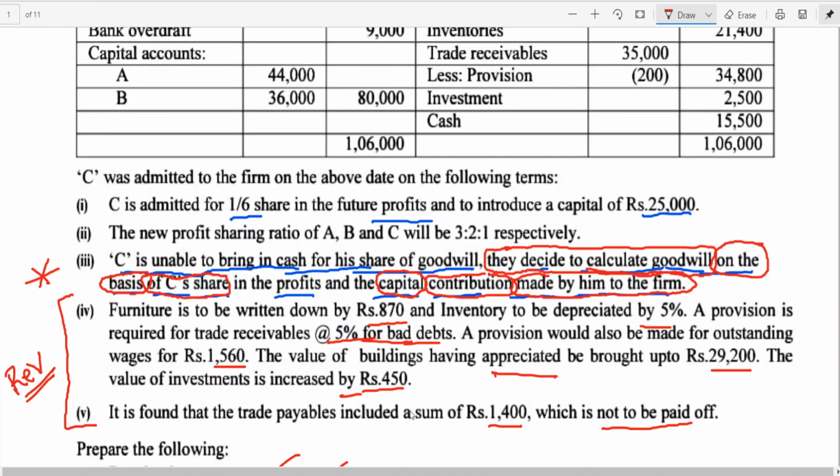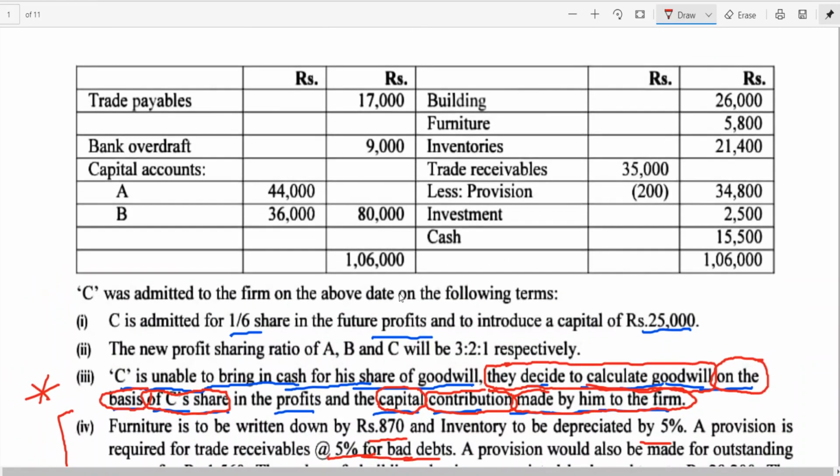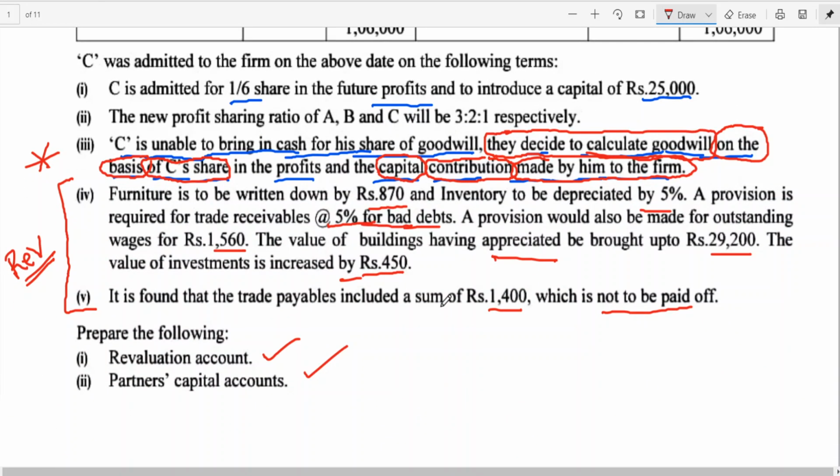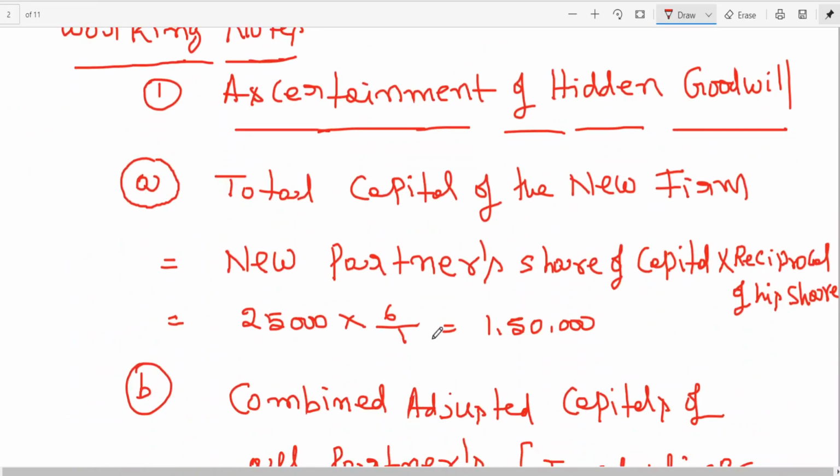Trade payable. It was found that trade payable includes a sum of 1400 which is not to be paid off. That is trade payable, sundry creditors is including bills payable, an amount payable. But that is not to be paid means that particular supplier to whom you have to make a payment might have left the place, or you might have ignored this collection. So whatever the reason it may be, the decrease in the value of creditors. Decrease in the value of creditors will be taken to which account? Revaluation account.